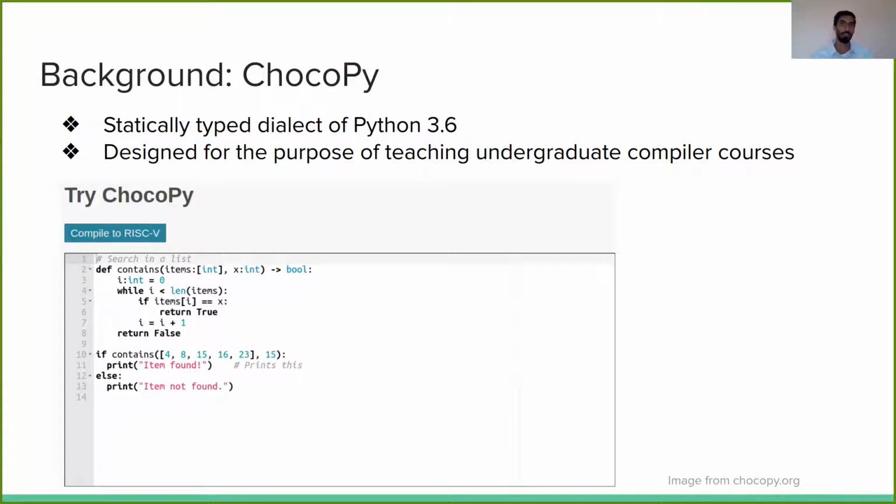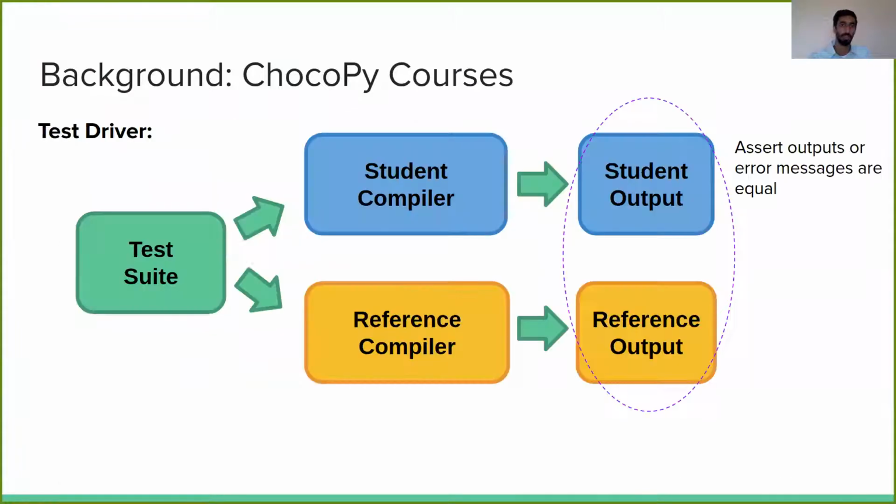In these courses, students are tasked with developing a compiler project that converts ChocoPy programs to RISC-V assembly. And a little bit more detail on these ChocoPy-based courses, the infrastructure is set up so that each of the student and reference implementations takes in a test suite. So each of the ChocoPy programs in this test suite are run through each of these implementations, and then the outputs are asserted to be equal. If the outputs between the student and reference implementations are equal, then the test case passes, otherwise it fails.